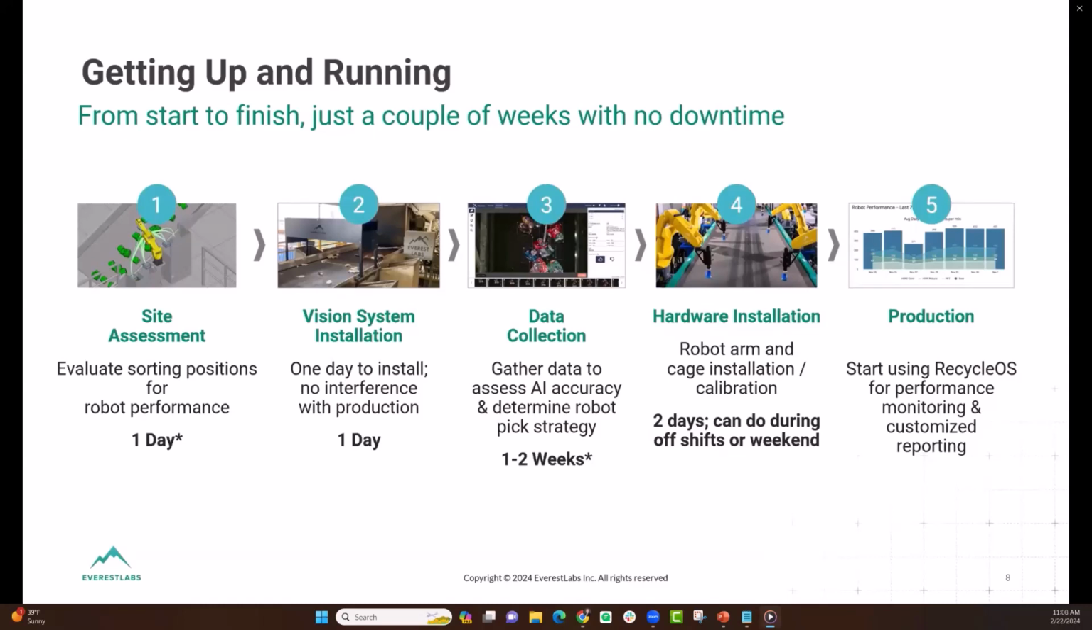Based on the site assessment, we dial down to a few conveyor lines where we think would be a best fit for our vision system based on the pain points you described. Takes about a day to perform site assessment, about a day to install our vision, and then right from day two, the data is ready to be collected and determine what the pick strategy for the robot should be.